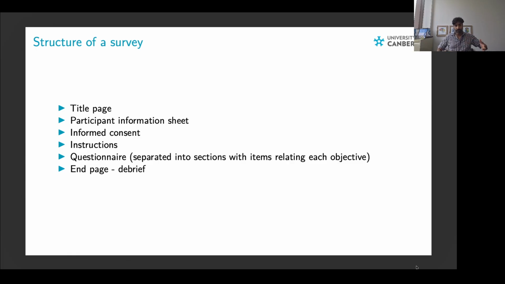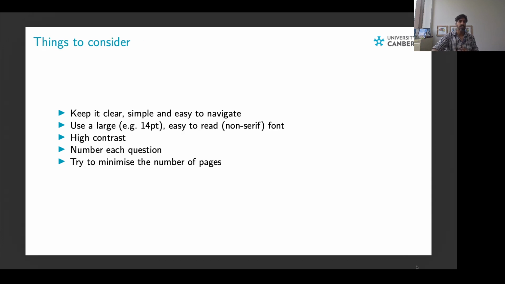Then you have the survey, the questionnaire, which is separated into sections with items relating to each objective. And then the end page, which is a debrief section, which says thank you for participating. If you want to provide your email address, we can keep you in the loop with how the research progresses once we collect all the data. So that's the broad structure of a survey that you'll see for most research surveys.